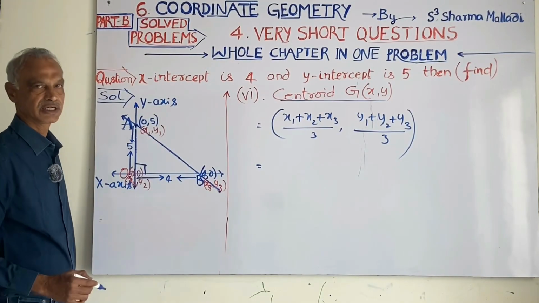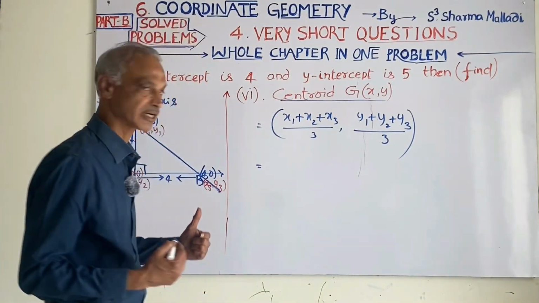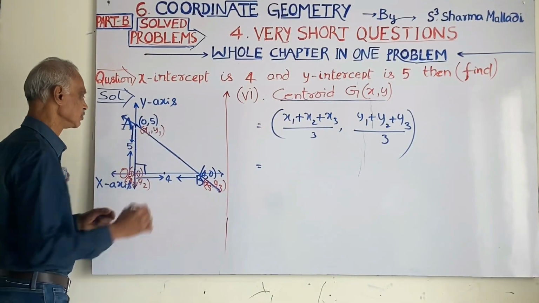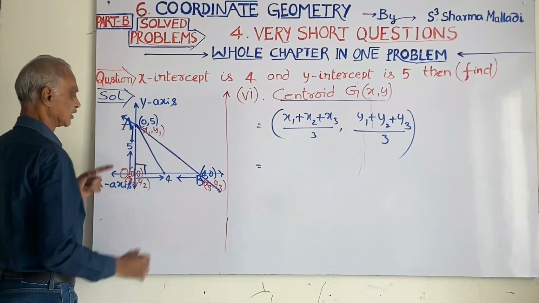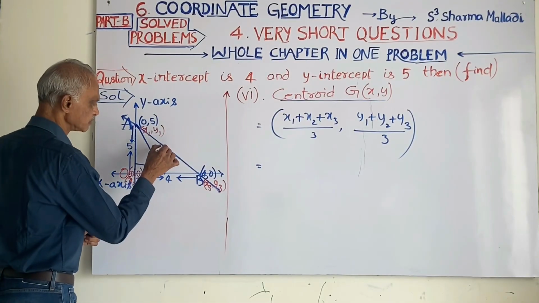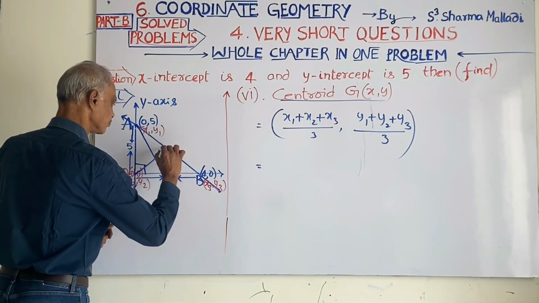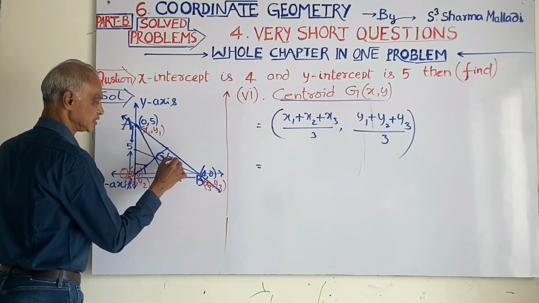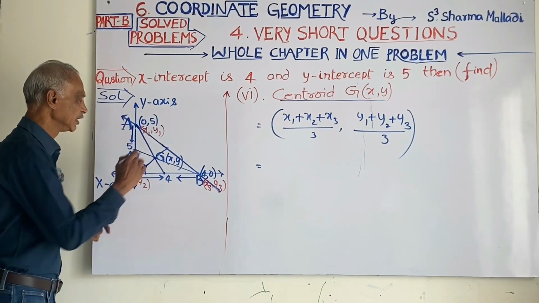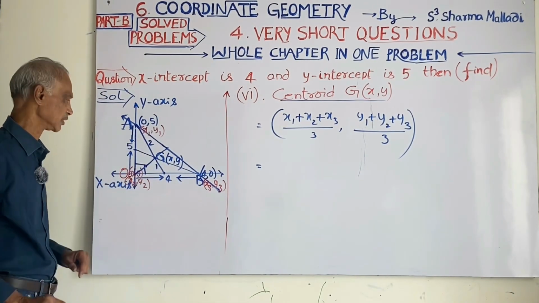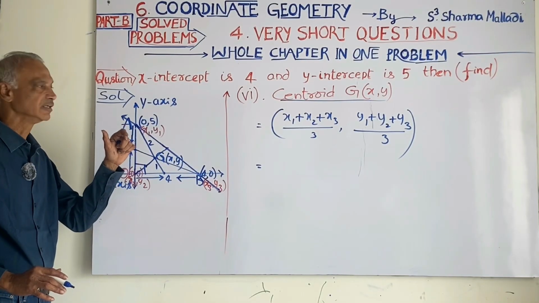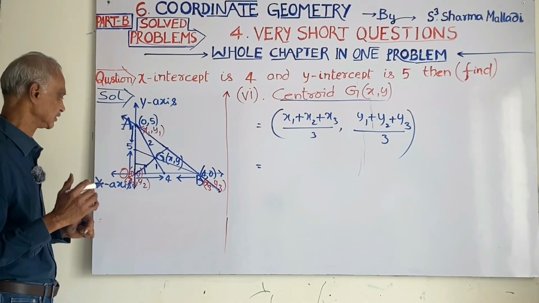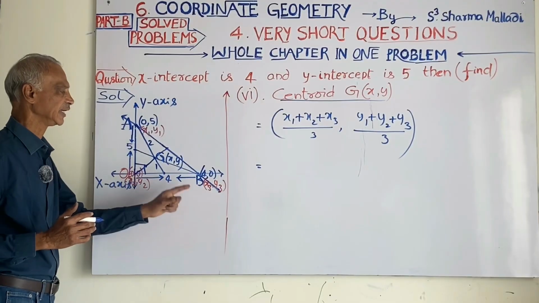See, the intersection of medians is called the centroid of the triangle. What is a median? A line drawn from the vertex of a triangle to the midpoint of the opposite side. This is a median. You take this midpoint and join these two. This is the centroid G(x,y). This centroid divides the median in 2:1 ratio. That you should remember. Now what is the formula for centroid? x1 plus x2 plus x3 by 3, and the y coordinate will be y1 plus y2 plus y3 by 3, with x1 y1, x2 y2, x3 y3.